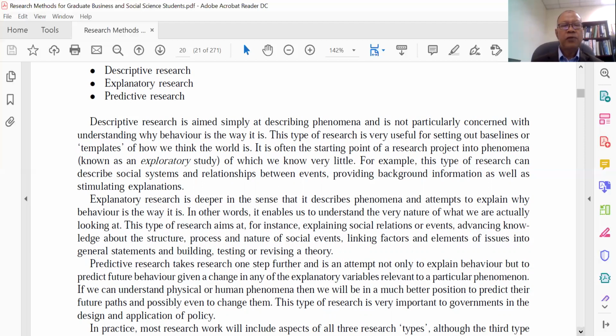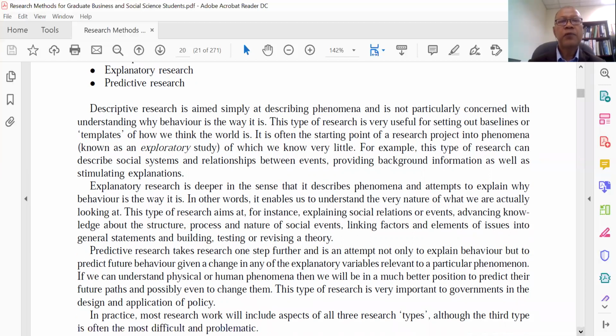The third type of research is predictive research. Predictive research goes one step further than the explanatory research. And the predictive research not only tries to explain why a certain event occurs or what causes a certain behavior, but also attempts to predict the future behavior or future events based on the findings of the research.